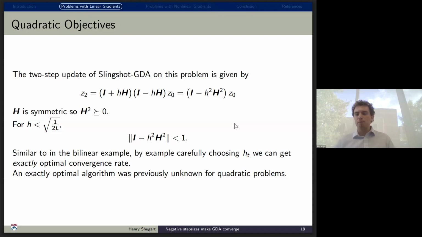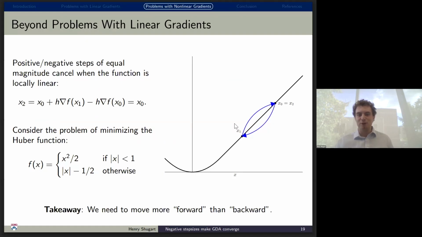more general objectives. But before I do that, I'm going to pause and wait to see if anyone has any questions about the linear case. Okay, hearing none, seeing none, I'm going to move on and tell you about problems beyond linear gradients.